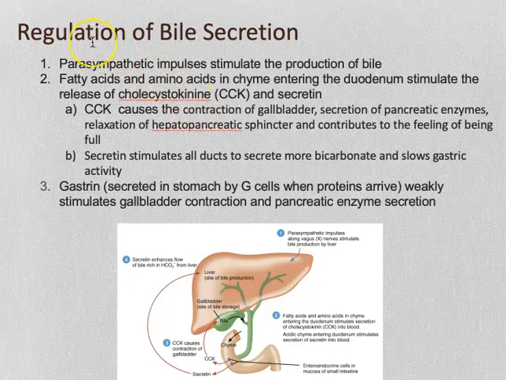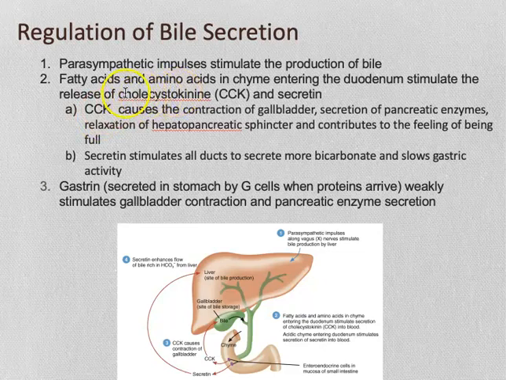All right, so what helps regulate the secretion of bile? So again, parasympathetic stimulation is going to be important. So again, your rest and digestive nervous system. Fatty acids and amino acids entering the duodenum will stimulate the release of CCK, right? If you remember CCK and secretin.